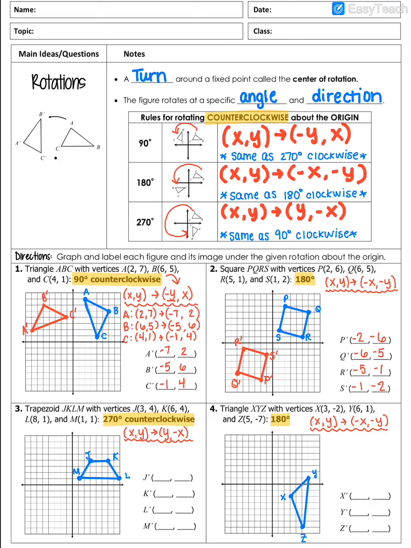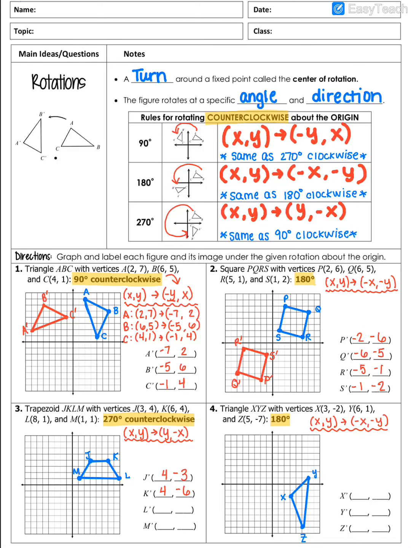So for J prime, I'm going to flip-flop the 3 and the 4, and it becomes 4, 3. And again, the second number is the one that changes signs. So because it's a +3, now it's going to become negative. For K, it's 6, 4 originally, so it becomes 4, 6. And the second number needs to change signs, so that becomes a -6.